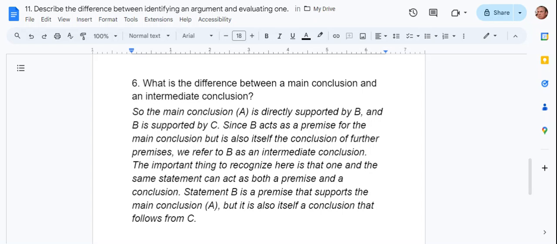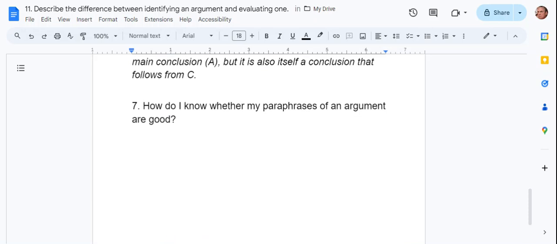Most arguments are complex when they have intermediate conclusions. That is, intermediate conclusions are premises that support the main conclusion, but we may feel the need to argue for them. So they become like little sub arguments or sub conclusions on the way to the main conclusion.